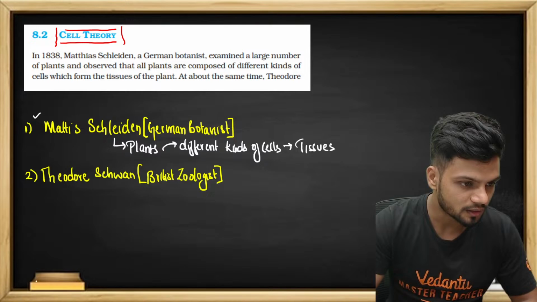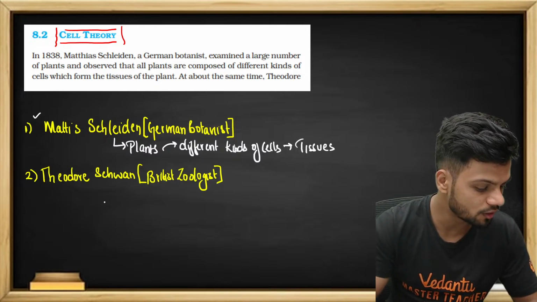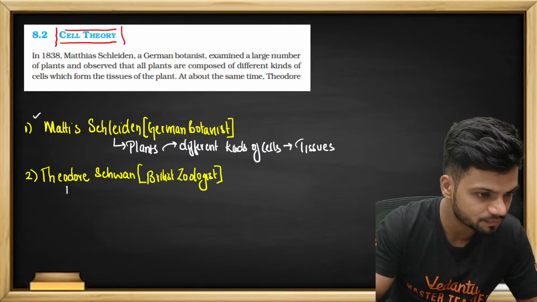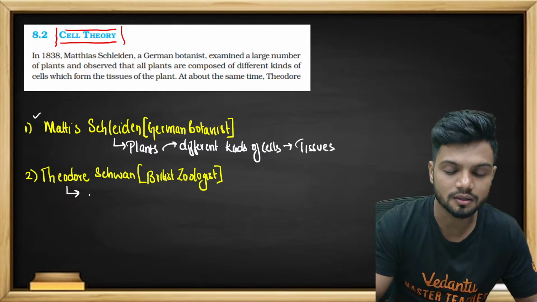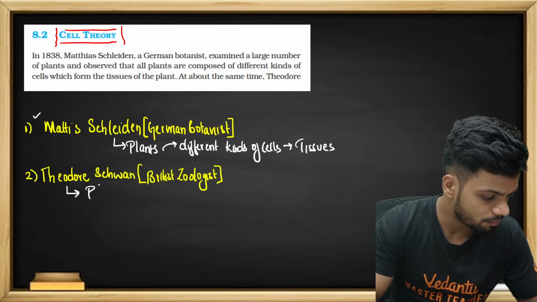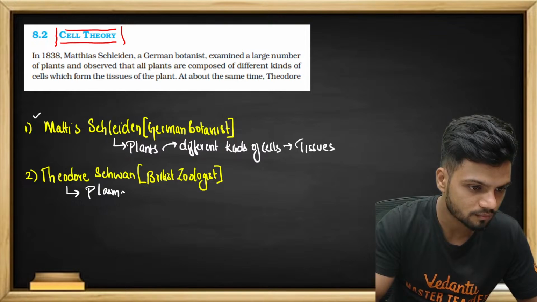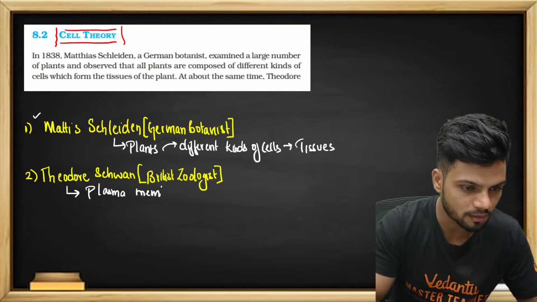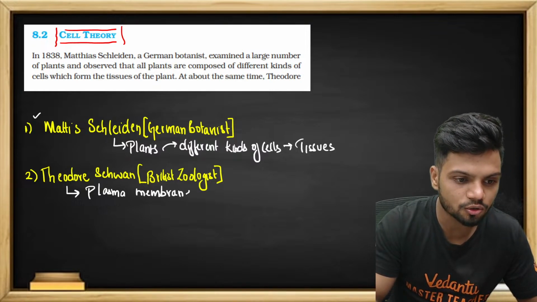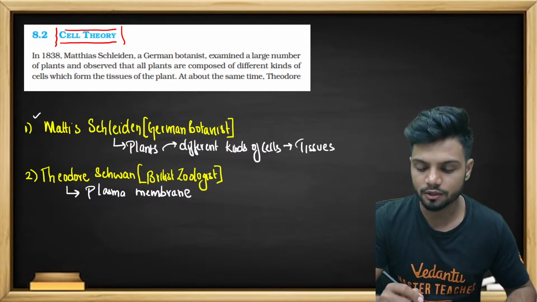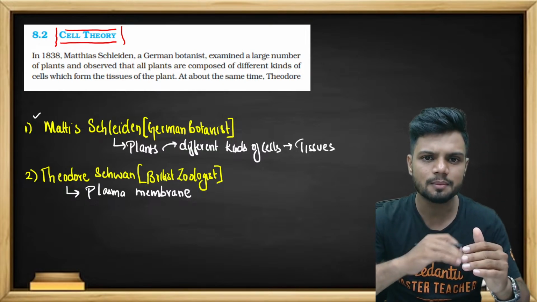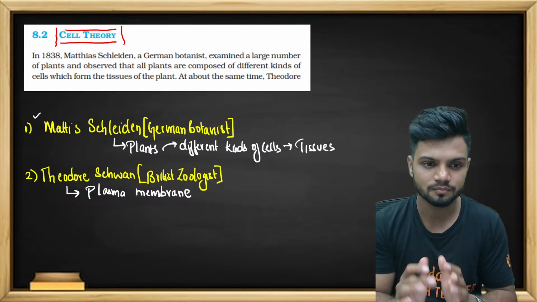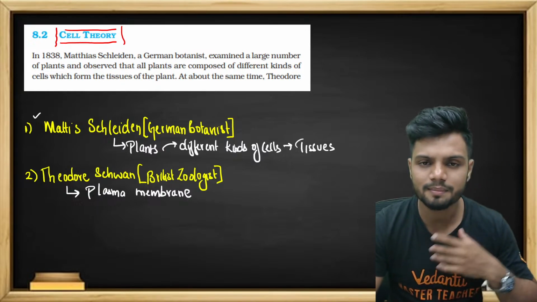That's all. Now, what did Theodor Schwann tell us? Theodor Schwann did three main things. The first thing he discovered was the plasma membrane. See, back then he did not know it was the plasma membrane. He told us that beneath the cell wall there is a separate layer. Today we know it as the plasma membrane. Back then he did not know.